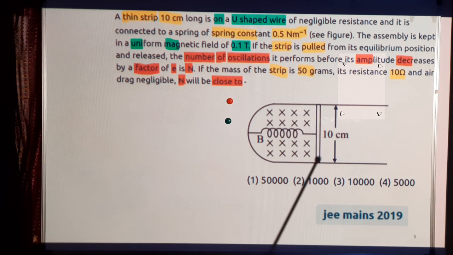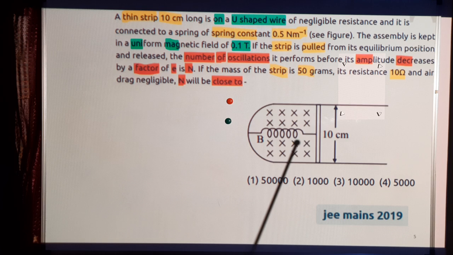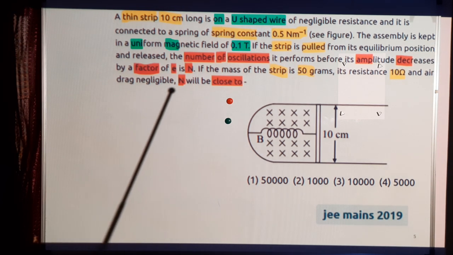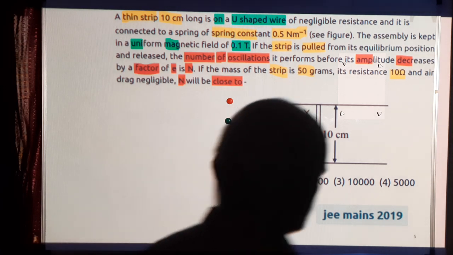So this is the figure. There is a strip here of length 10 centimeter, in a uniform magnetic field. It's moving on a rail which has zero resistance. And this thing, if it is pulled from here and released, will start oscillating. It will be in SHM, but because of this magnetic field, there will be damping, because the magnetic field induces a current in such a direction that it opposes the change, according to Lenz's law. So because of this magnetic force, there will be damping. So it's a damped SHM. Once it's damped SHM, the amplitude will go down with a time constant. So we have to find the time constant, and from that we can get the value of N. You can pause and try this question.